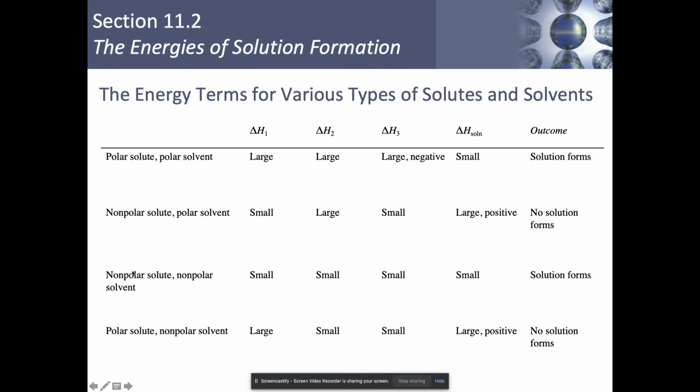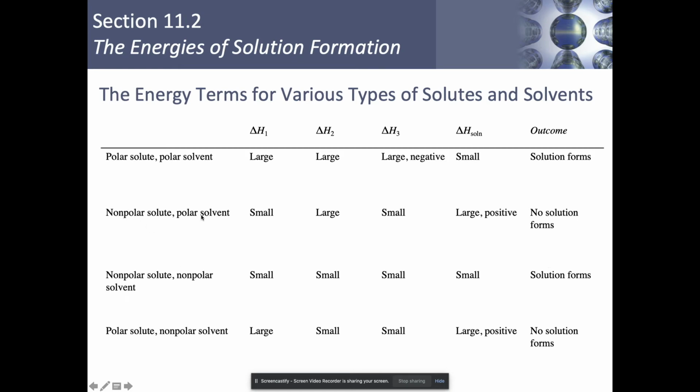Let's skip to nonpolar and nonpolar. Typically we would have H1 be small, because again, nonpolar solutes and solvents would tend to have very weak forces. And they would tend to be probably smaller molecules, something like methane, or even carbon tetrachloride. And so you normally get solutions forming from nonpolar substances mixing together.